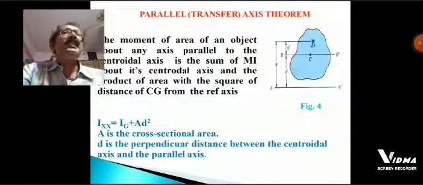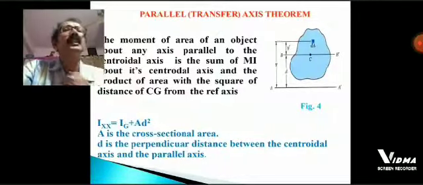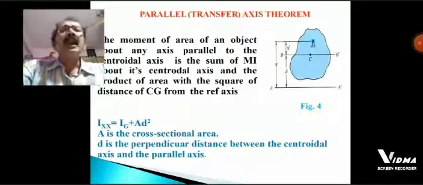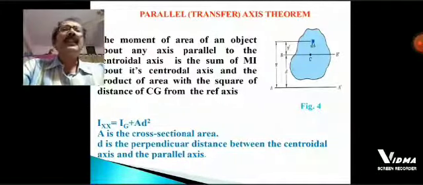Now that small elemental area dA is at a distance y dash from the centroidal axis. Now Ixx from the parallel axis theorem, Ixx equals Ig plus AD square, where A is the cross-sectional area, and D is the perpendicular distance between the centroidal axis and the parallel axis.